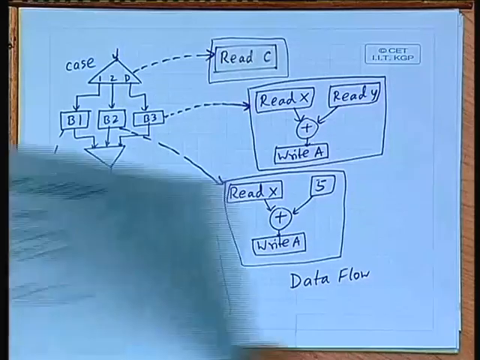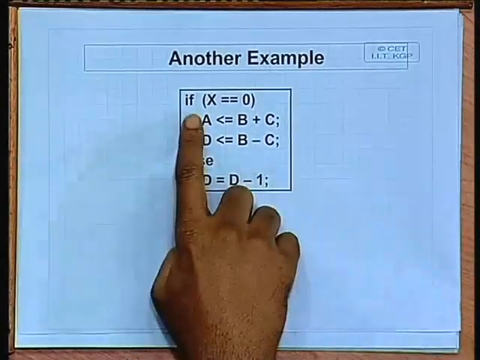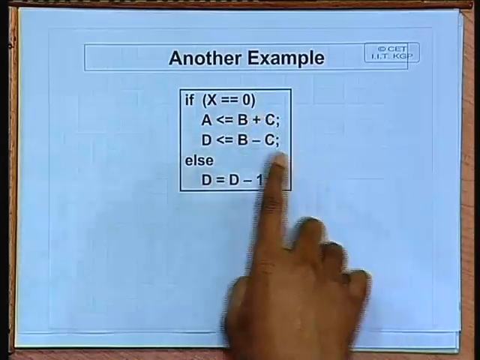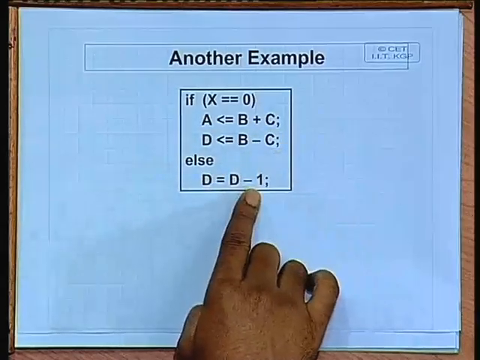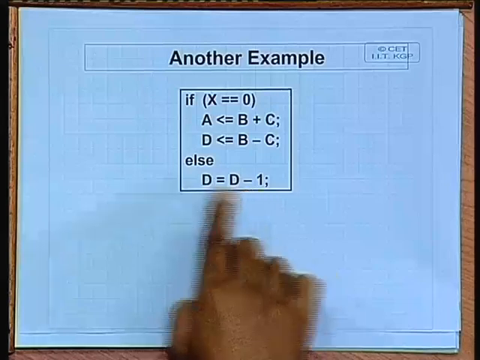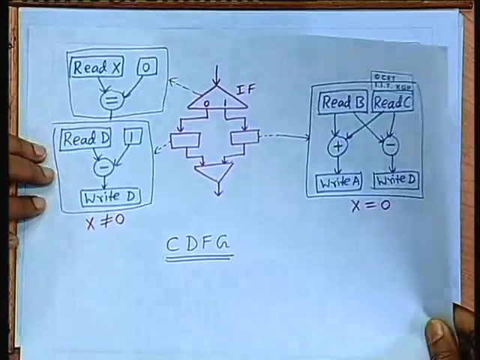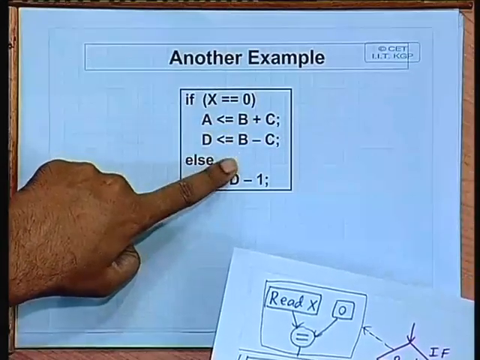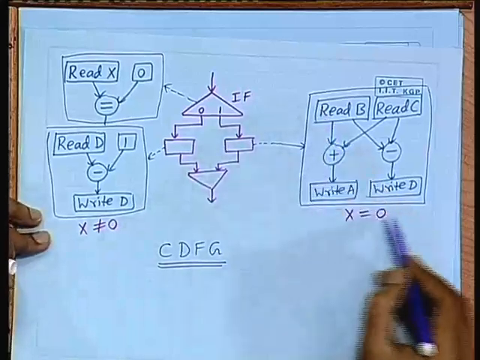So, let us take another simple example. This is not a case, this is an if statement. If a variable x is 0, then you compute a equal to b plus c and d equal to b minus c, otherwise d equal to d minus 1. So, this is also very similar. In fact, this is much simpler than the earlier example, and I am showing the picture. If x equal to 0, a equal to b plus c and d equal to b minus c. This part is shown on the right side here.